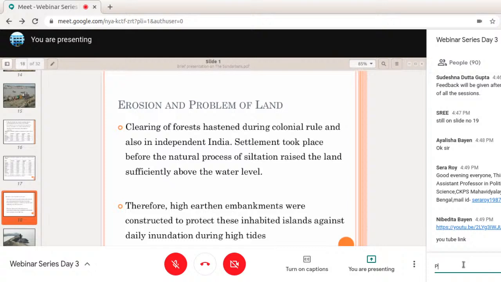Now, obviously, such settlement allowed for the embankment to be built, because the natural process of siltation could not raise the land sufficiently above the water level during high tide. And hence, to protect these islands, which were already getting settled, a mud wall had to be built all around them. That's how the story of the embankment came in and became a constitutive part of Sundarbans topography.